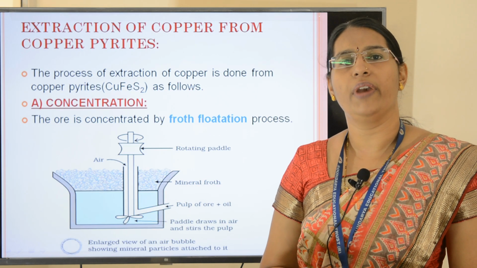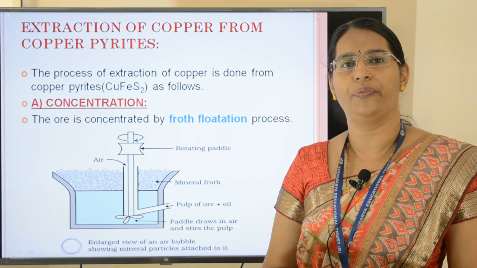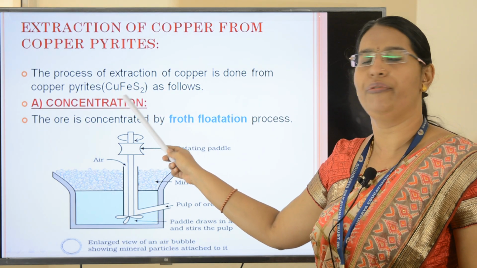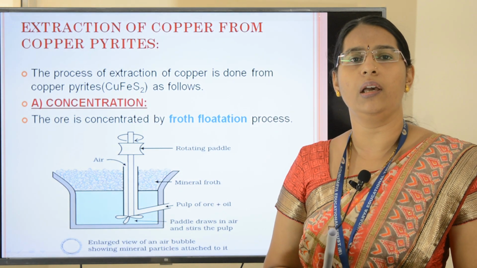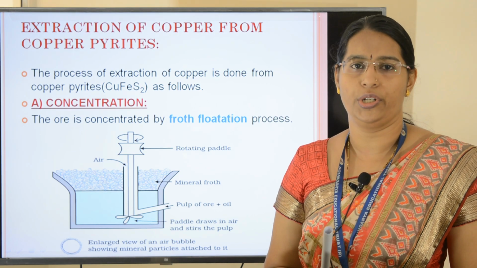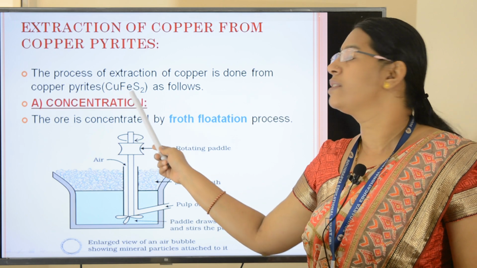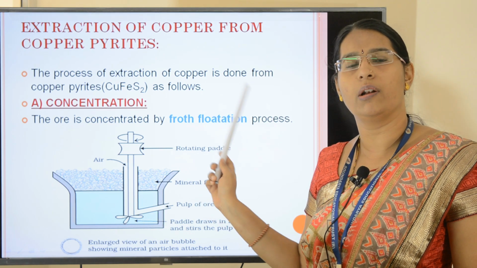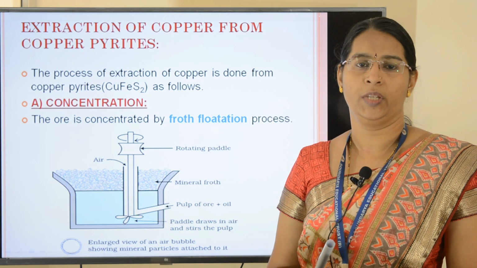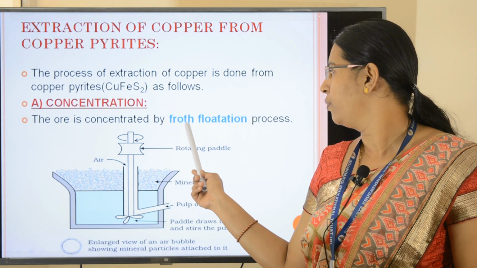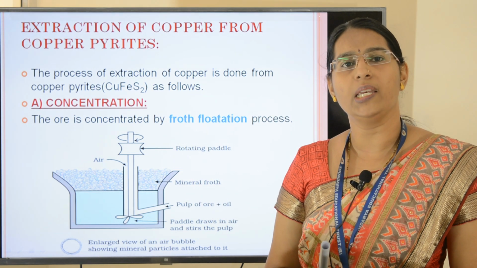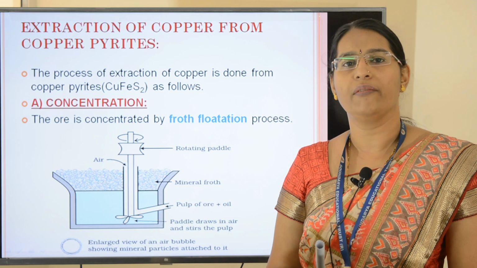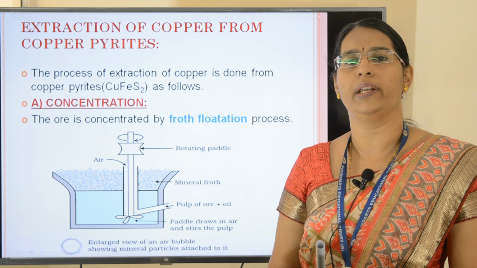So let us see the various steps involved in the extraction of copper from copper pyrite ore. Copper pyrite ore is written as CuFeS2. The first step in the extraction is ore concentration. Here the ore is a sulfide ore, so it is concentrated by a process called froth flotation. We have already discussed the froth flotation process, and you know that the basic principle is that the ore particles are preferentially wetted by oil, whereas the gangue impurities are preferentially wetted by water.